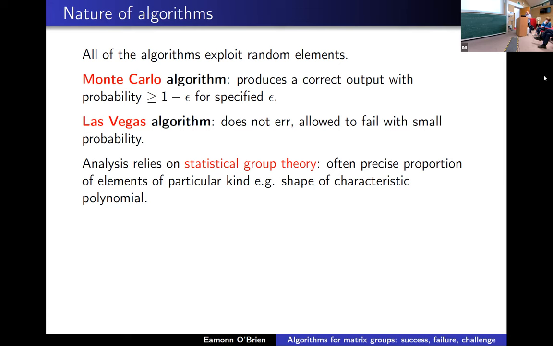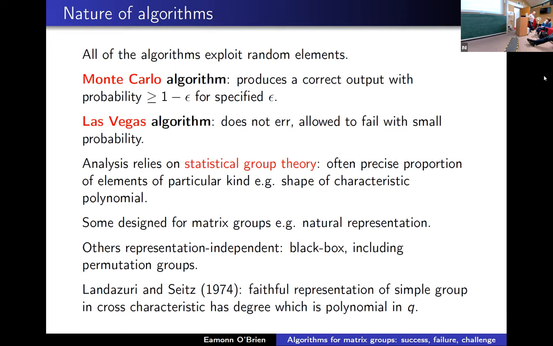But most of the algorithms that I'm going to be talking about are not just working for the natural representation. We also want to think about algorithms which are not representation dependent. And there is a notion of black box, which I'm not going to formally define. Suffice to say, you have algorithms which do not exploit features of the input representation, but instead just exploit the axioms which hold for a group. So you can multiply elements together. You can compute an inverse. You can decide equality with the identity. That's what differentiates black box from, for example, finitely presented groups.